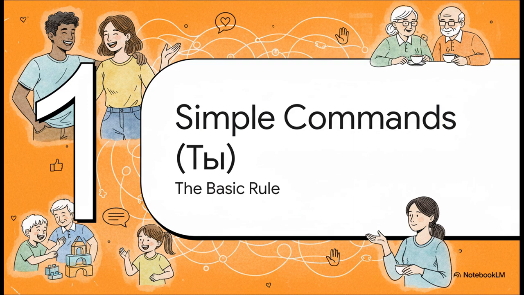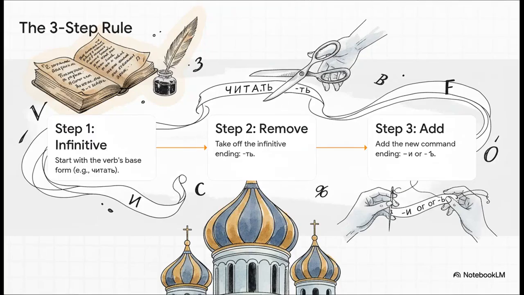All right, first things first. Let's talk about simple commands. This is what we call the TY form. That's TY. You use this with people you're close to, friends, family, the casual stuff. It's the hey buddy version of a command. So the basic rule here is like a super simple recipe, just 3 steps. First, you take the main verb, what we call the infinitive, then you're going to chop off the last 2 letters, the ending. And third, you just add a new little ending.